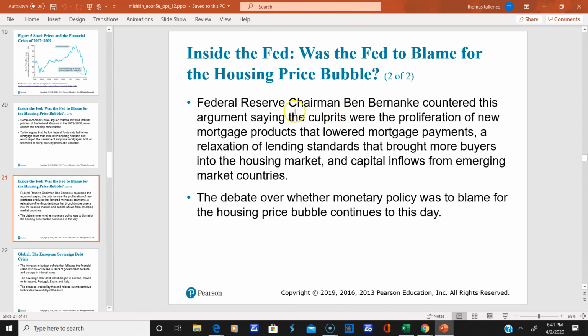And Ben Bernanke, who was chairman of the Fed, said that really wasn't the culprit. The culprit was the proliferation of new mortgage products, the new products that lowered mortgage payments, such as the CDOs we saw and all the other adjustable rate mortgages and long-term mortgages. And to this day, there's still a battle over this.